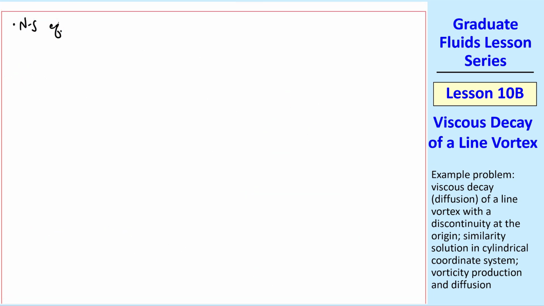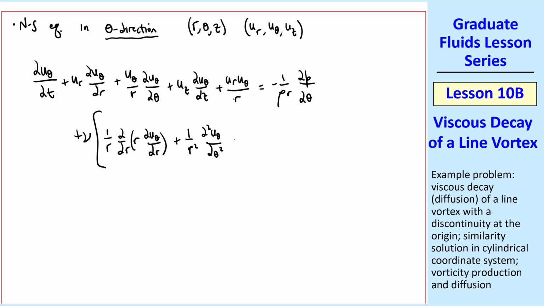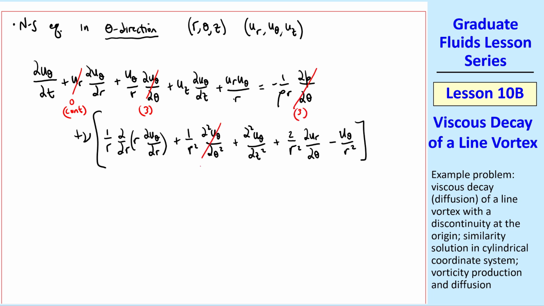Now we apply the Navier-Stokes equation in the theta direction, where we're using coordinates r theta z with velocity components u_r, u theta, and u_z. So let's write out the theta component of the Navier-Stokes equation. And now we apply our approximations and assumptions. u_r is 0 by continuity, which we just showed. Approximation 3 gets rid of that term and that term, any derivative with respect to theta. There's no z dependence by approximation 2. That also applies here. And again, u_r is 0 by continuity. So we're left with 3 terms.